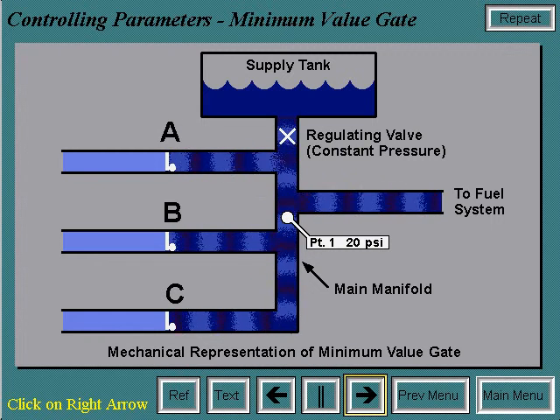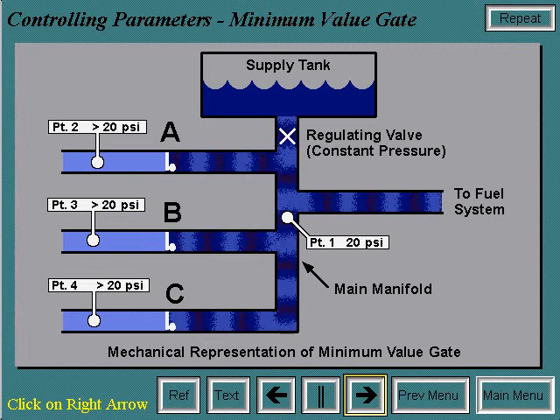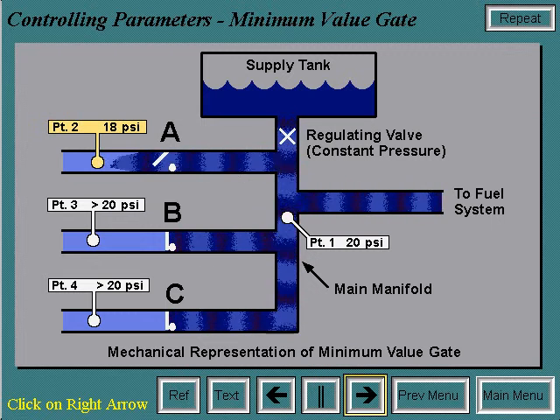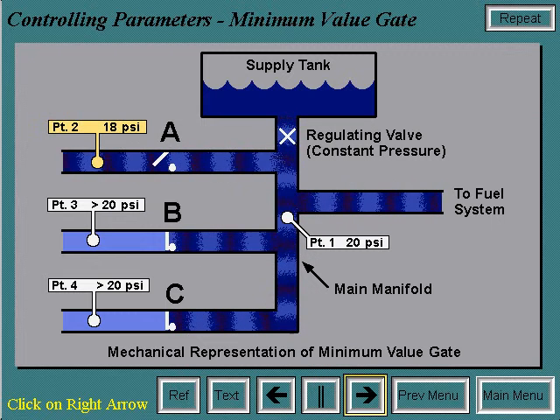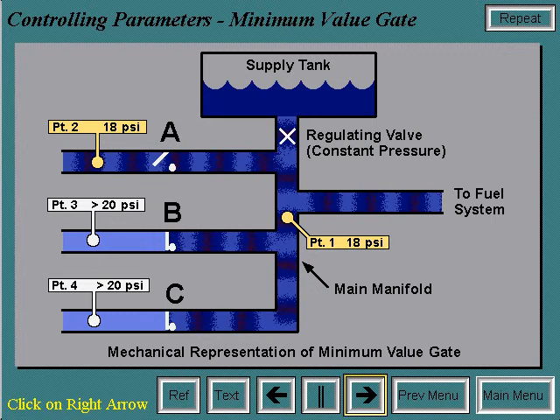If the pressure at points 2, 3, and 4 are higher than 20 psi, then there will be no control of the pressure at the main manifold. If the pressure at point 2 decreases to 18 psi, and the pressure at points 3 and 4 remain the same, then the pressure at the manifold will be brought down to 18 psi, and System A is controlling.